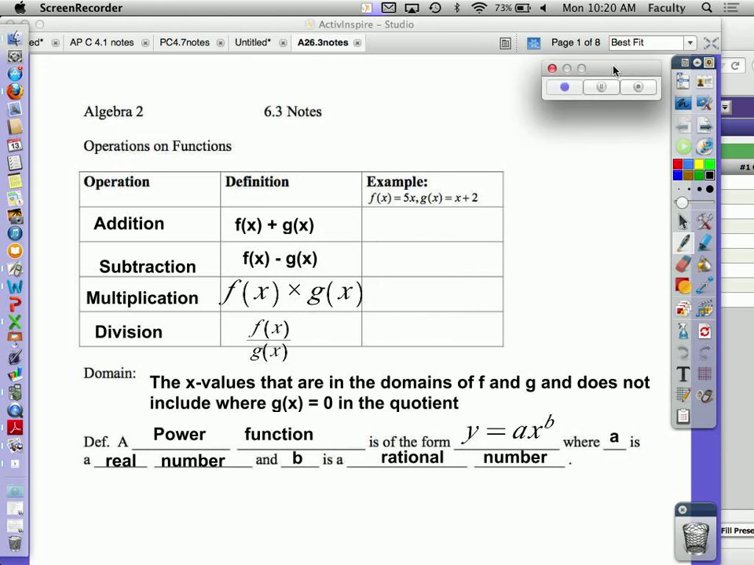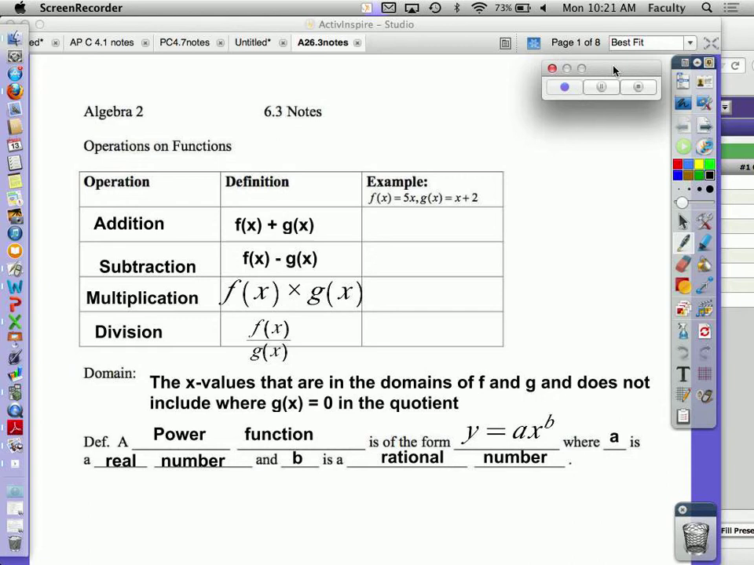All right, here we go. So today we're going to look at addition, subtraction, multiplication, and division of functions. Tomorrow we will do a composition of functions and spend 2 days on that.